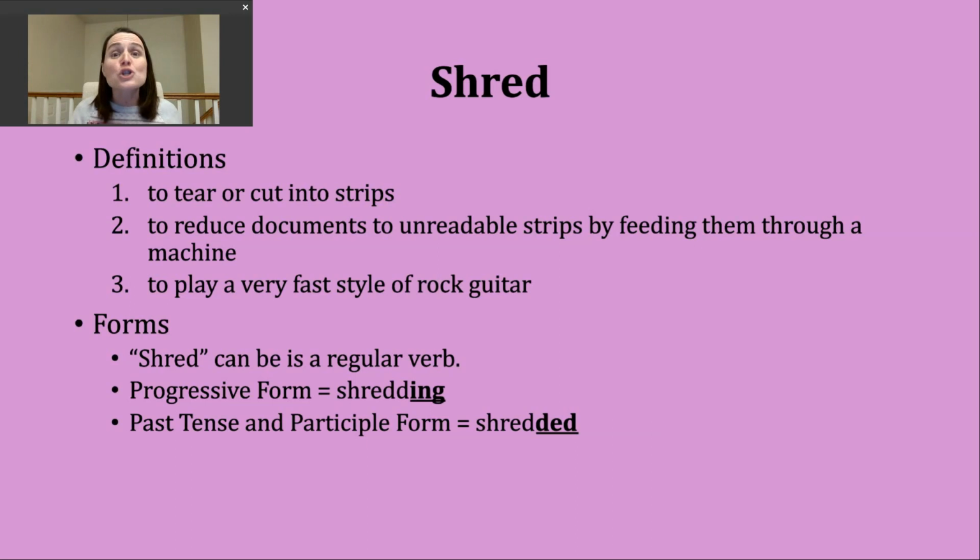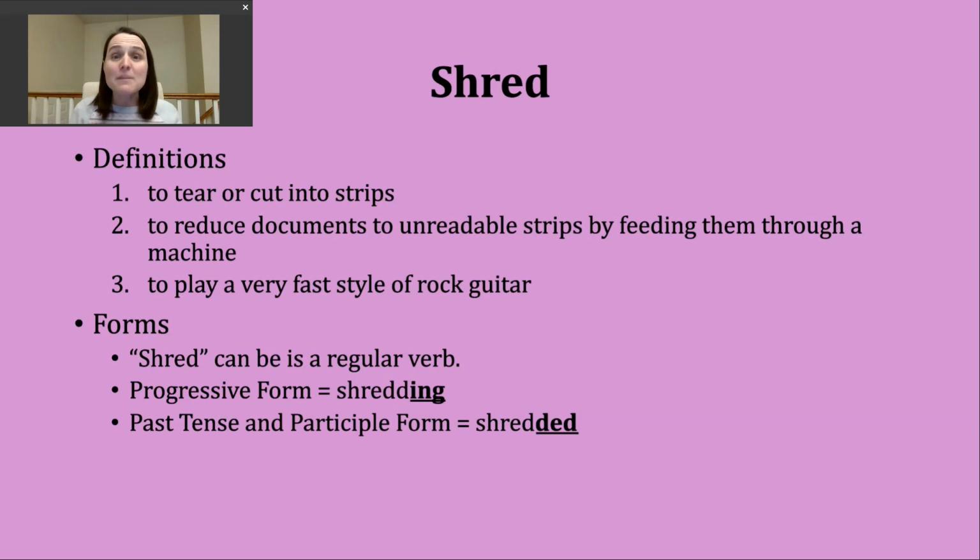You should know that shred is a regular verb. To make the progressive form of this verb, first I need to double my ending consonant before I add ing. The reason I'm doubling the consonant here is that I have a one-syllable word, shred. It has one vowel letter and it ends with consonant, vowel, consonant. And I'm adding a suffix that starts with a vowel. So that leads to me doubling the ending here. Forming the progressive, I'm going to make shredding, shredding.